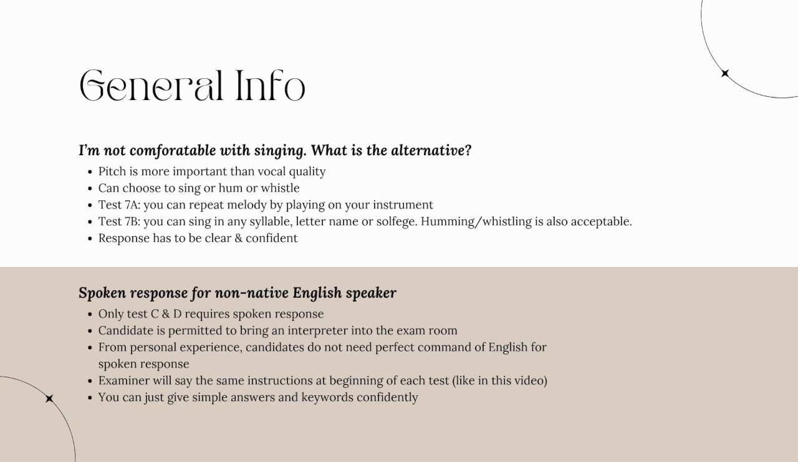I'm not comfortable with singing. What is the alternative? Firstly, the pitch is more important than the vocal quality. You can choose to sing or hum or whistle. For test 7A, you can repeat the melody by playing on your instrument. For test 7B, you can sing in any syllable, letter name, or solfege. Humming or whistling is also acceptable. It's just that the response has to be clear and confident.